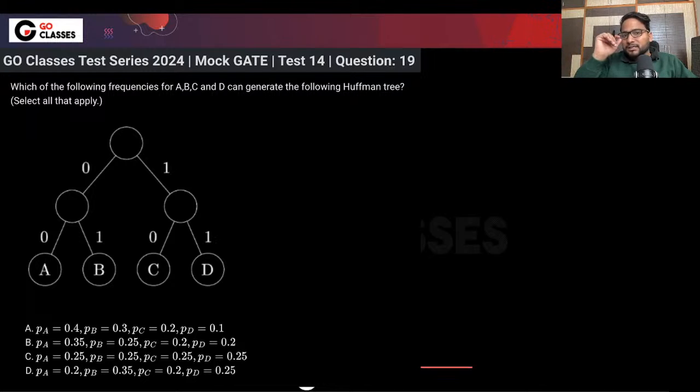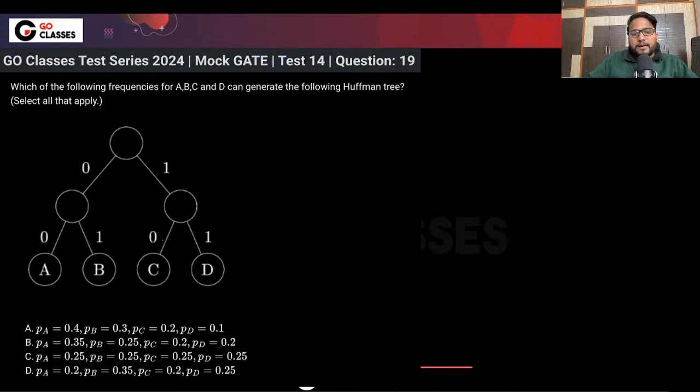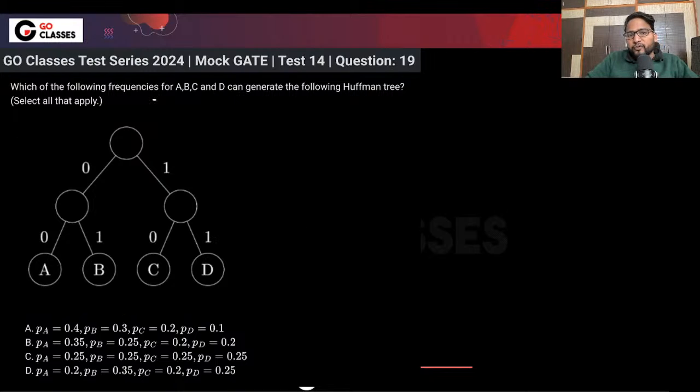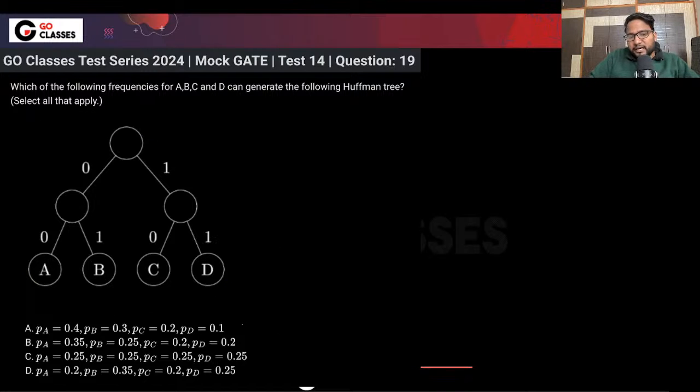Now let's just see this. This question I have taken from Berkeley University, and let's see what they are asking. They are saying that this tree is given to you, right? Which of the following frequencies for A, B, C, D can generate the following Huffman tree? So you see here that C is definitely the answer, right?